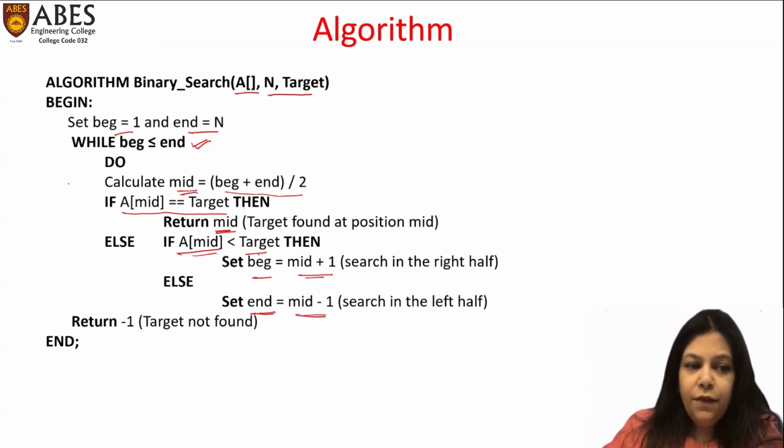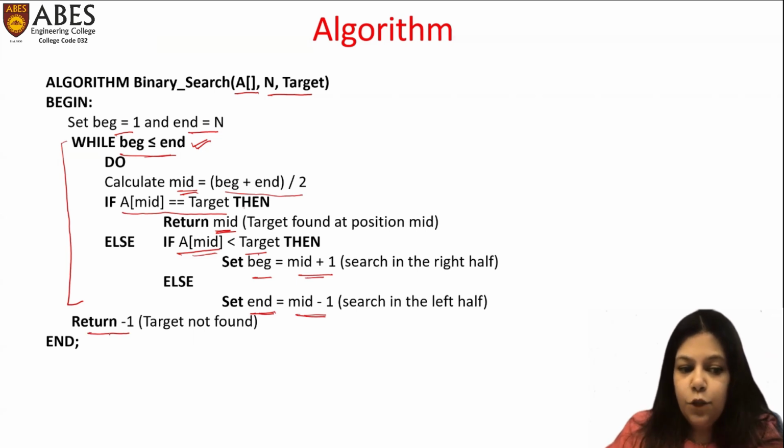And if the search is unsuccessful, we will come out of this while loop when this condition of beginning less than or equal to end will be false, as it was shown earlier for the example 35. In this case, we have to return minus 1, showing that the search is unsuccessful.